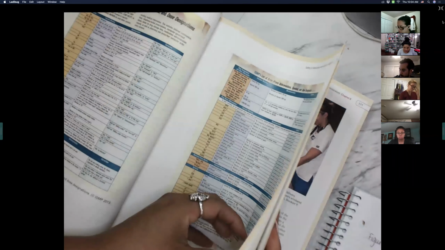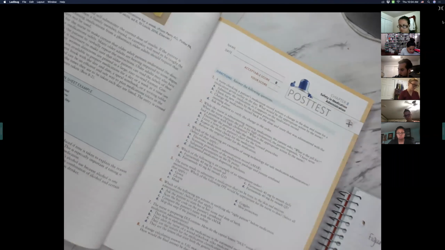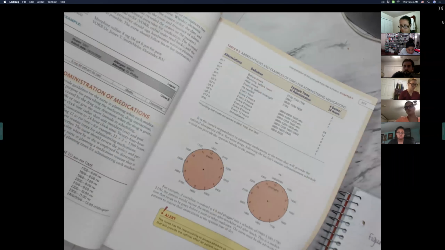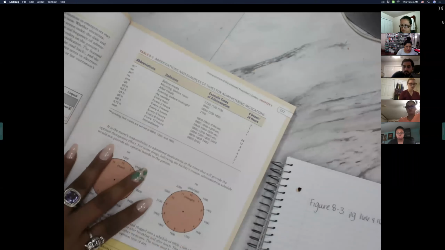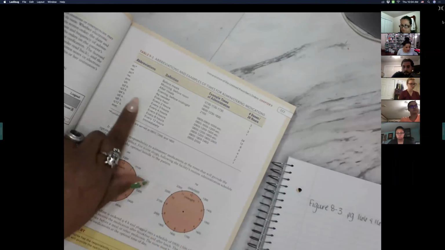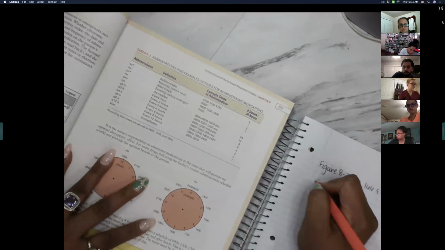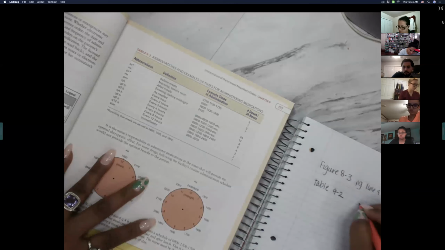And let's see. Okay. I think that's good for today. As far as, oh, one more. I know I have one more in the back of the book. The abbreviations in table 9-2 on page 177.